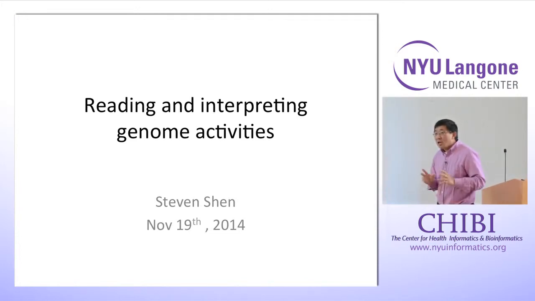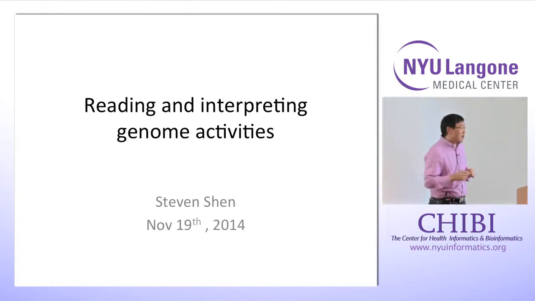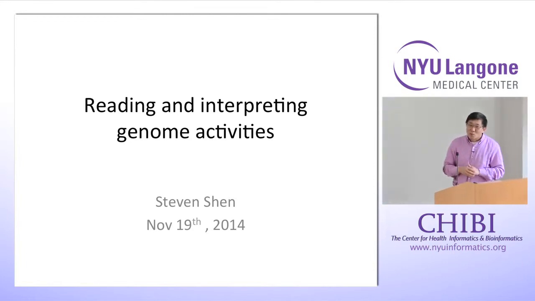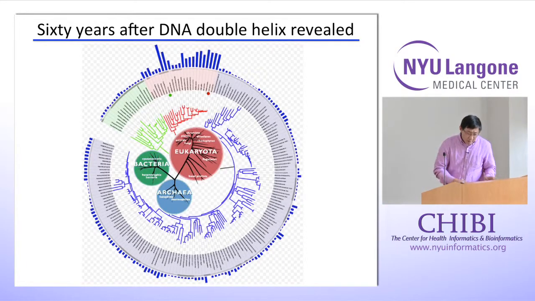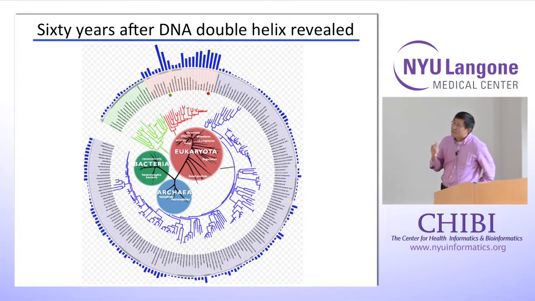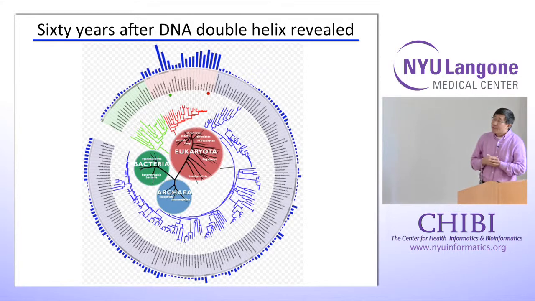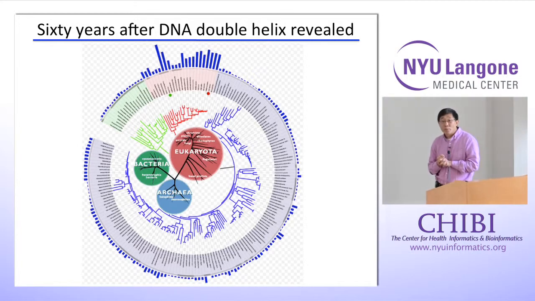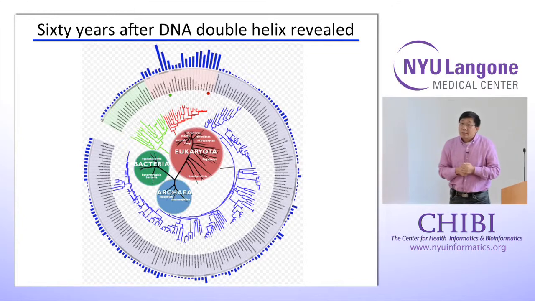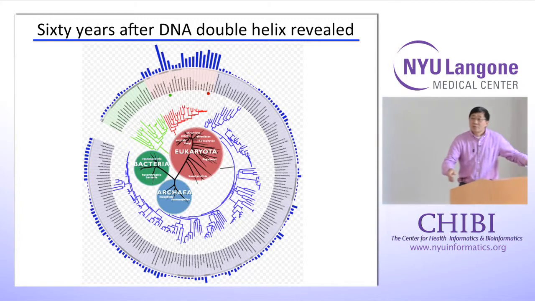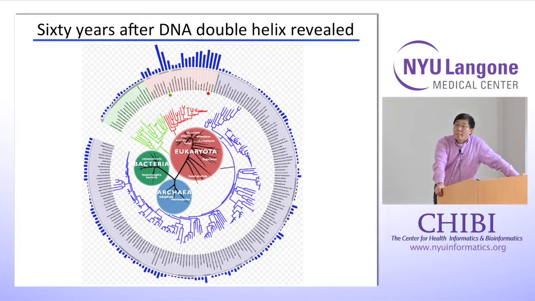So talking about genome-wide studies, we cannot ignore genome biology. So let's start with a little bit of background on genome biology. It has been 60 years since the DNA double helix was discovered. Since then, we have sequenced so many genomes. This data is up to last year, 2013. We have sequenced 184, 83, 84 eukaryotic systems.